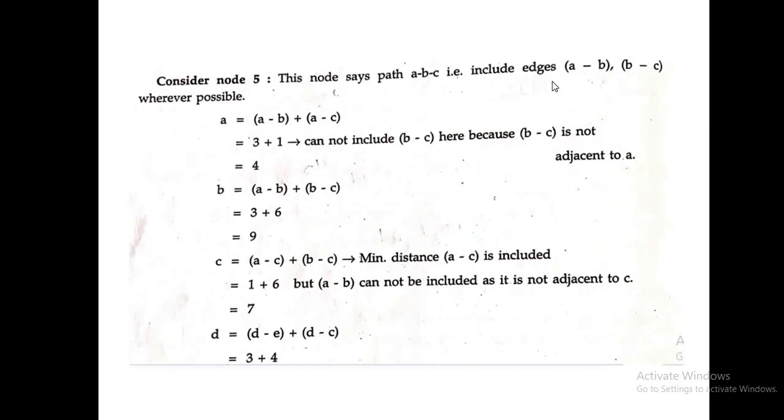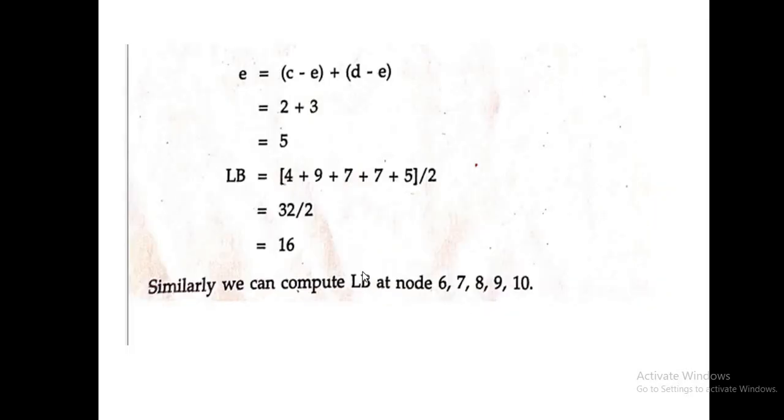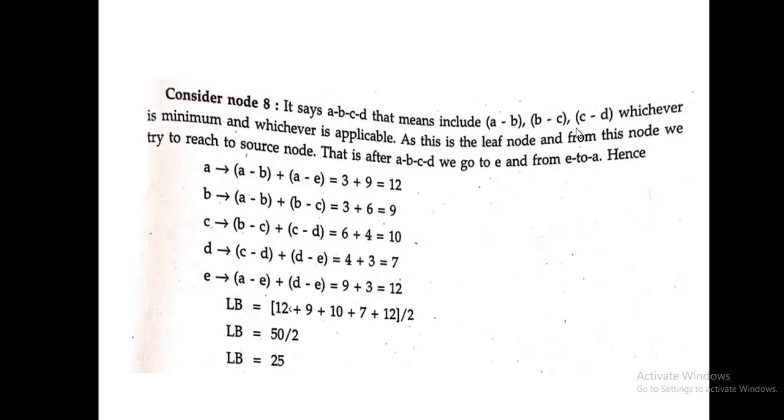Then we have to choose the third-level edges, where for A, B, C we choose AB and then BC, wherever possible. For example, for A, AB is chosen, then AC. For the B node we can also choose AB and BC. For the C node the minimum distance AC is included here. So for ABC we choose AB and BC. Again for the D node we choose DE and DC, 3 plus 4. Similarly we calculate AB, BC and CD.